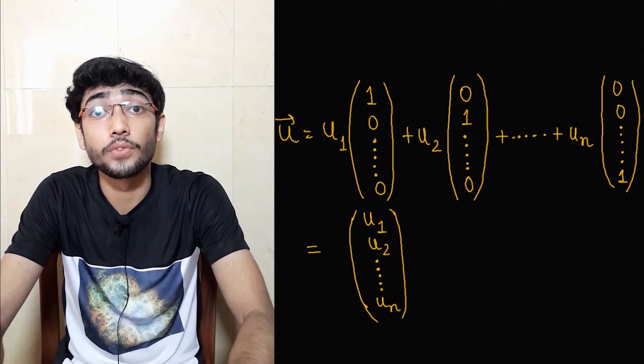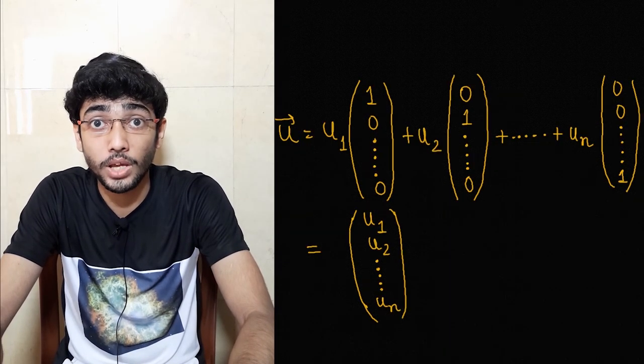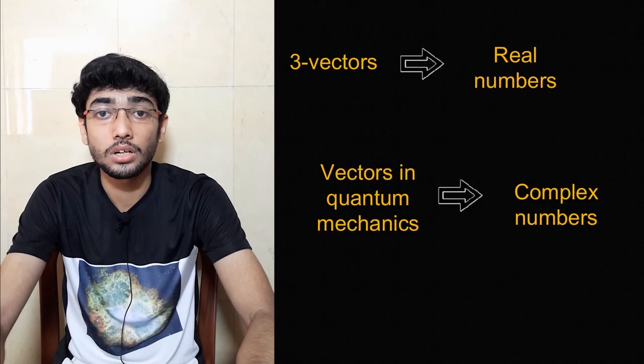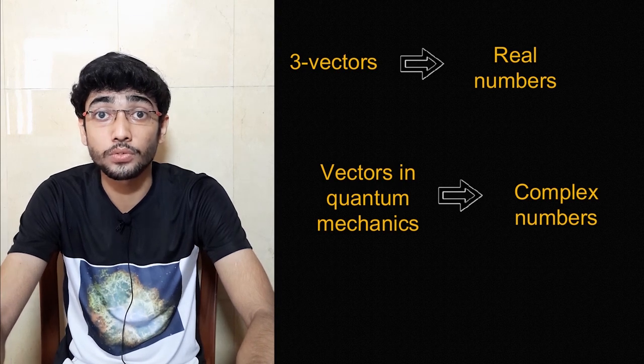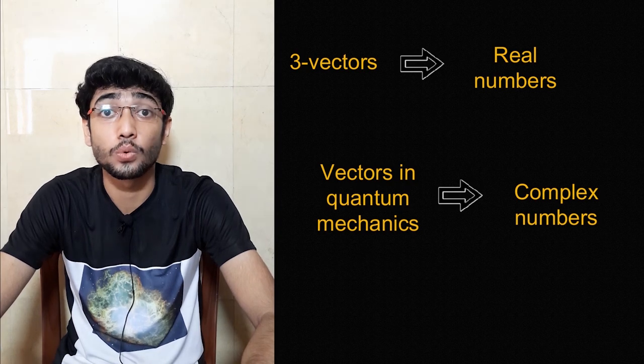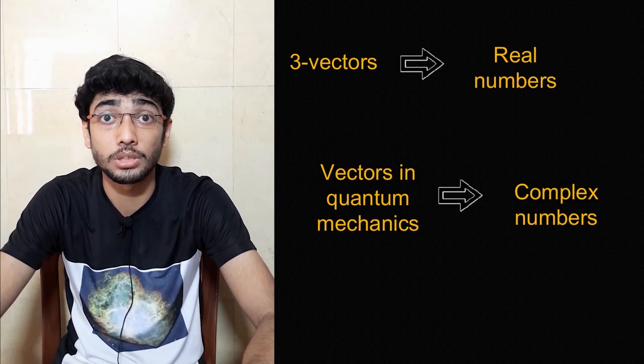Now, to represent a vector in Hilbert space with n number of dimensions, we have to write a column matrix with n number of rows. Another thing to note is that in case of three vectors, the coefficients of the basis vectors are strictly real numbers, but in case of quantum mechanics, the coefficients of basis vectors are complex numbers.